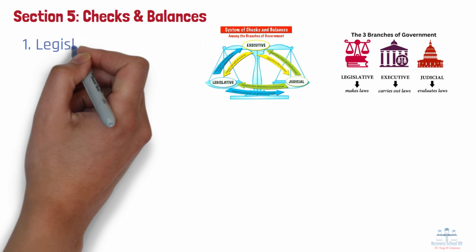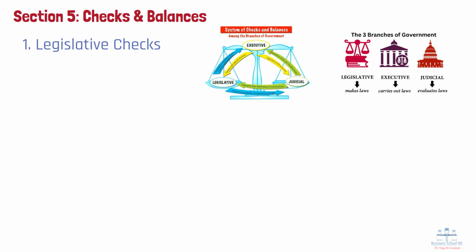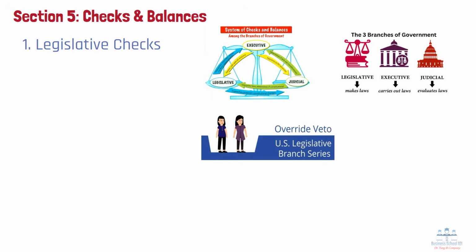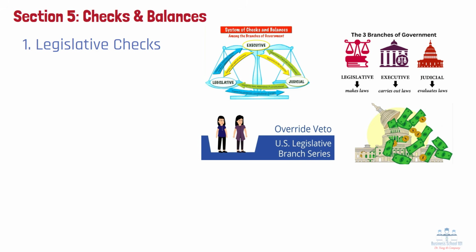Part 1. Legislative Checks. Congress has several powers to check the executive branch, including the ability to override presidential vetoes with a two-thirds majority in both the House and Senate. Congress also controls federal spending and holds the power to impeach and remove the president or federal judges.